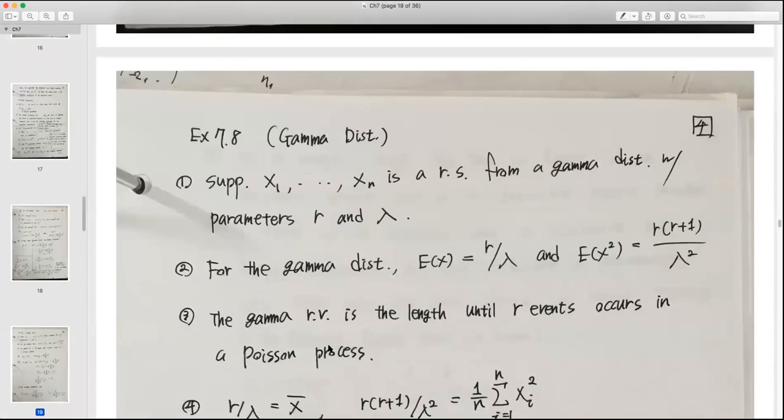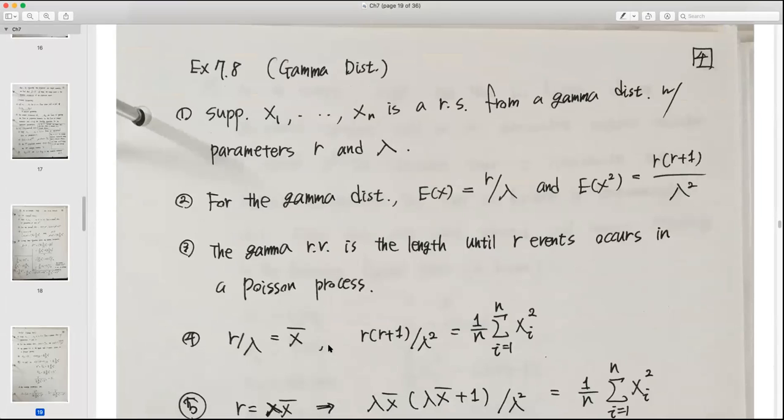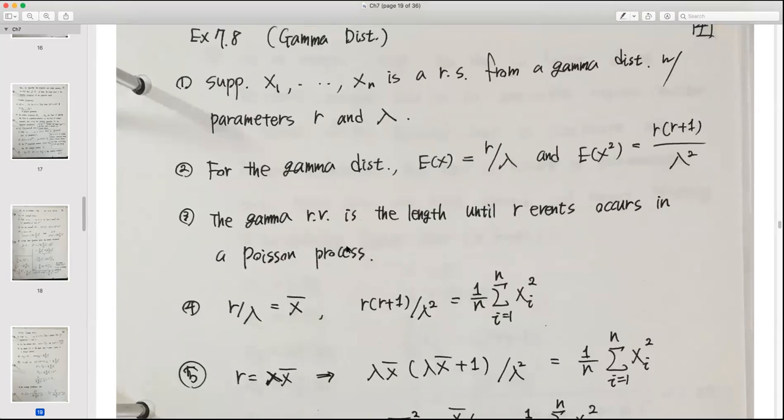Now we move to example 7.8, the gamma distribution. Suppose x1 through xn is a random sample from a gamma distribution with parameters r and lambda. For the gamma distribution, E of x is r over lambda, and E of x squared is r times r plus 1 over lambda squared. If you don't remember the gamma distribution, please go back to chapter 4, where we figured out E of x and E of x squared.